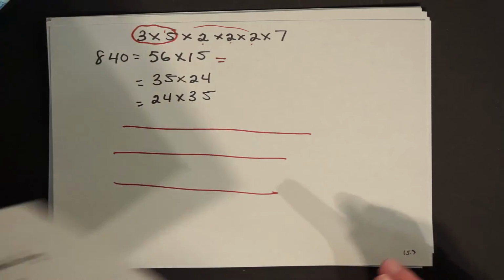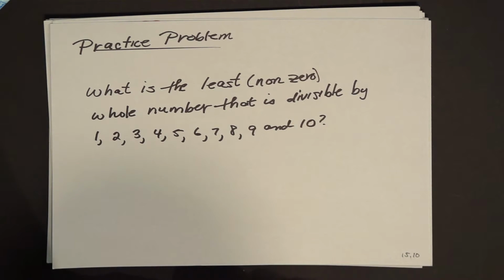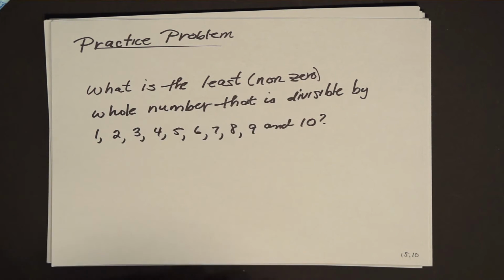Well, I think that's enough again for today. So let's leave us again with the practice problem. And I think this can be fun for you and the students if you want. Let's find the least whole number. And I always emphasize non-zero because every number is divisible by 0.